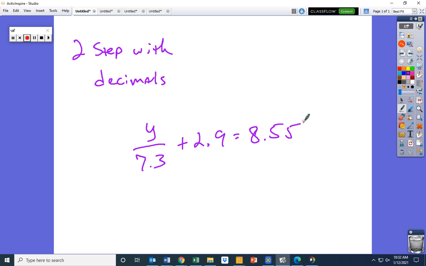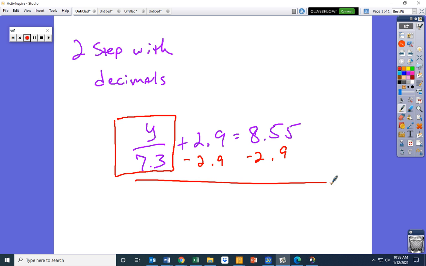But procedurally, what would I do here? This is like a regular two-step equation. If these were just integers, would I do anything differently than what I'm going to do? No. So what would go in the box on this particular problem? The y divided by what? 7.3. Good. Now, what is outside of this box? Plus 2.9. So how do I get rid of plus 2.9? So I'm going to do minus 2.9, and I'm going to do it over here also.